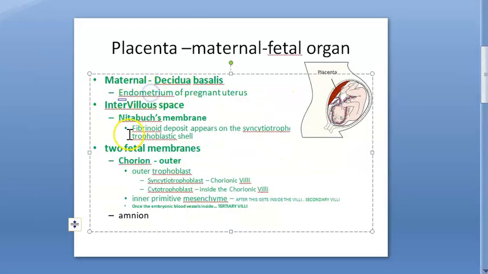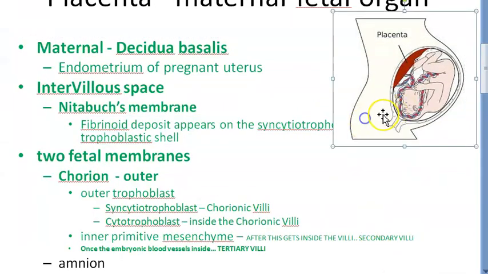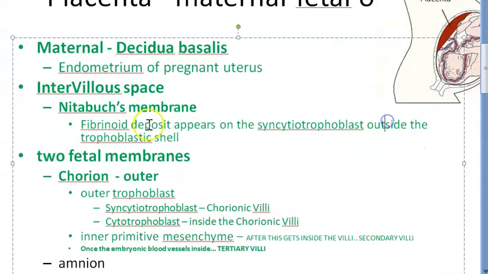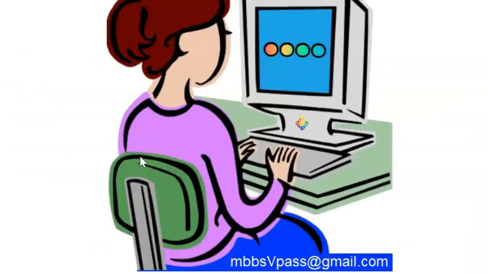See, nitabuch layer. Fibrinoid deposit appears on the syncytial trophoblast outside the trophoblastic cell. So, outside the trophoblast, above the syncytial trophoblast, you will have a fibrinoid deposit, which is the nitabuch membrane. So I'm not sure whether I should put it here or here. So just left it in the middle. Just remember nitabuch layer.